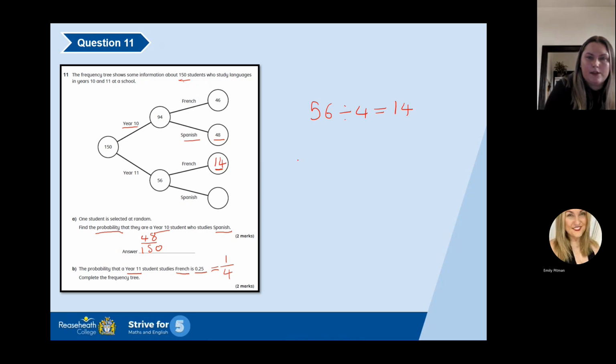And then to find out for Spanish, I can do 56 minus the 14. 56 minus 14, which equals 42. So both of these numbers will add to the 56. Both of these numbers will add to the 94. And then if we take these numbers, it will all add to the 150. Or if we took all of these 4 numbers, they would add to the 150 as well.